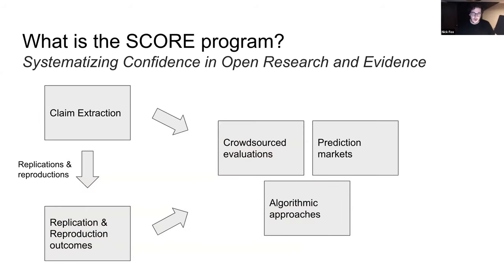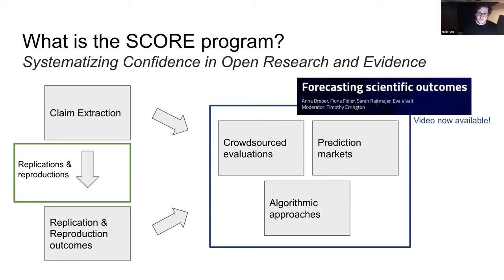There's multiple different parts. The Center for Open Science takes up part of this side on the left, extracting claims, which came up in Fernando's talk. This is something that we do. We also facilitate replications and reproductions, and those lead to outcomes. And those are used as a kind of ground truth for other groups who are trying to predict credibility of papers. So we're going to talk from this side, from the replication and reproduction side, really the process of the replications and the reproductions.